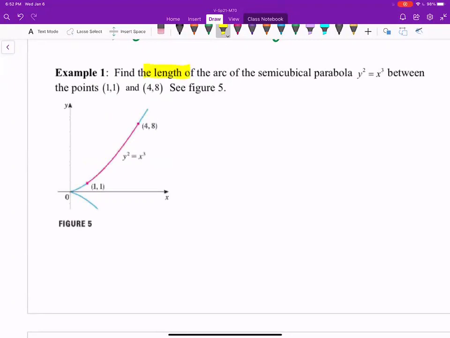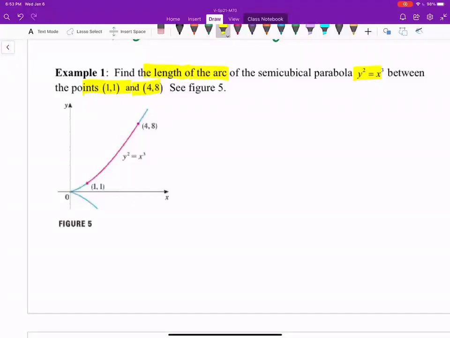Find the length of the arc of the semi-cubical parabola y squared equals x cubed. The curve is between the points (1, 1) and (4, 8). We are given this figure, y squared equals x cubed.